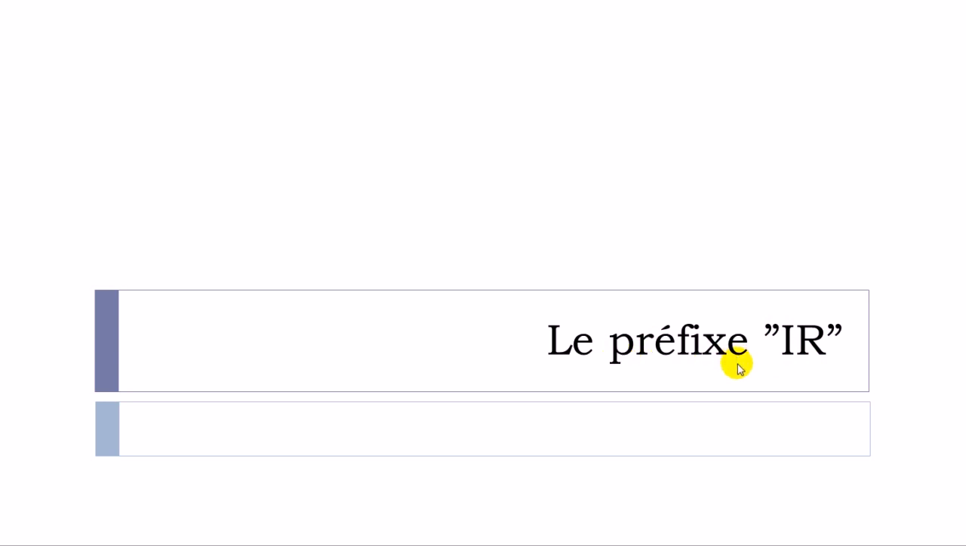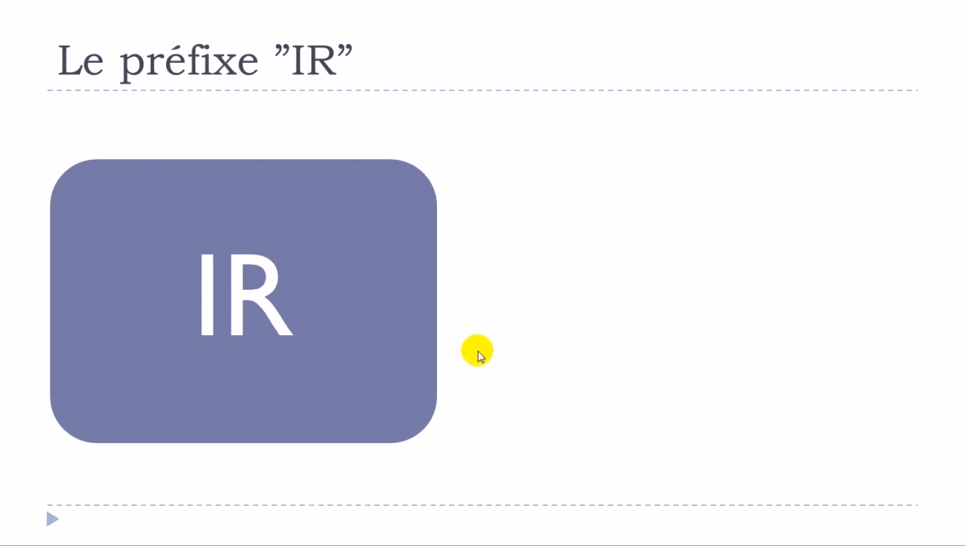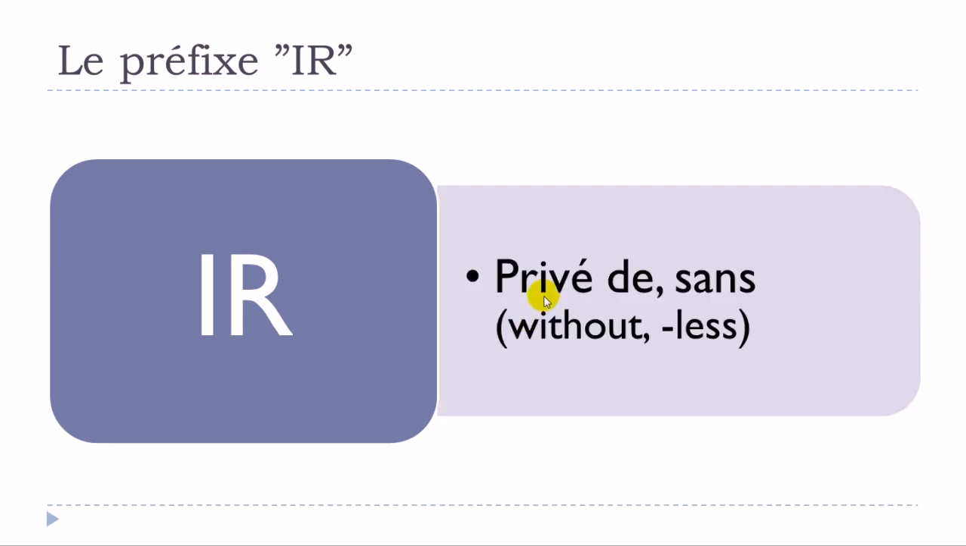Le préfixe IR, and the good news is that it will be the last video for this chapter of prefix. Okay, so if you remember, when we're talking about prefix, actually we're talking about letters, like in that case IR, that you will add at the beginning of an existing word, and by adding these letters you will modify the meaning or the original meaning of the word. Okay, and in that case, when you put this IR, you will see that we're talking about words that start with R, but then you will modify the meaning, and the meaning will be privé de or sans. Okay, privé de or sans.